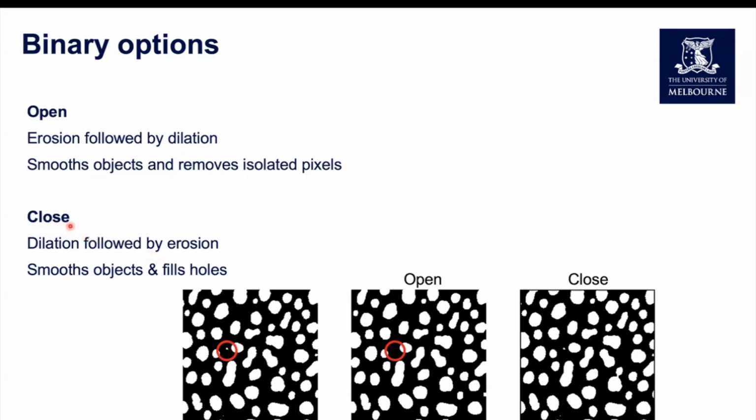Similarly, we can go through close, which is a dilation followed by an erosion. So again, that smooths objects and fills in holes. So there's an example here where maybe these two objects shouldn't be separated. And using the close function, we were able to join those back together again.